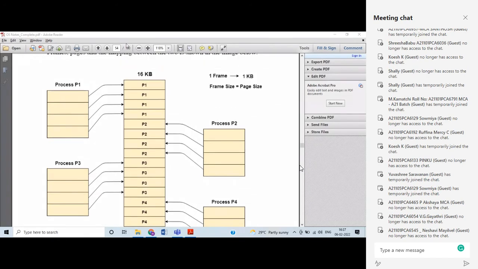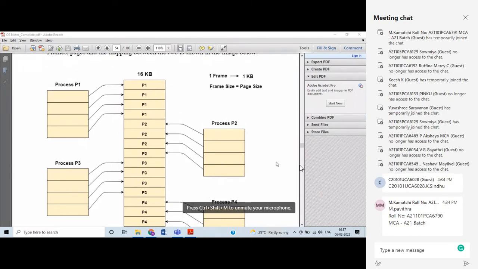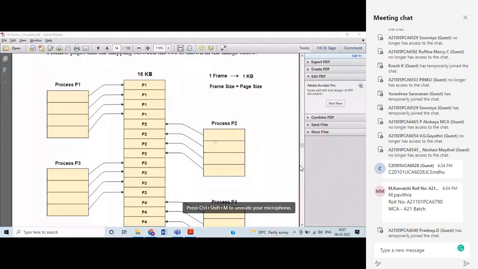The main memory size is equal to 16 KB. So we are partitioning this main memory into 16 frames of 1 KB, so each and every frame will have a size of 1 KB. This is the main memory, and we simultaneously have 4 processes, P1, P2, P3 and P4. The size of each of the 4 processes is equal to 4 KB. P1 is 4 KB.